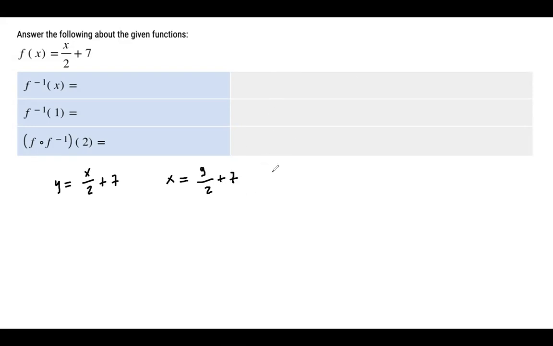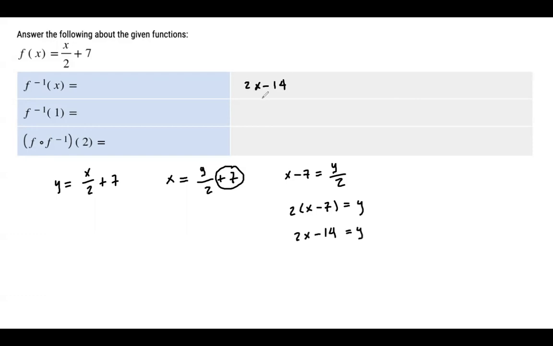And you're going to solve for y. So the first thing that you need to do is subtract 7 on both sides. So that will produce x minus 7 equals y over 2. And now we have to multiply everything by 2. So 2 times x minus 7 is equal to y. And now that you have solved for y, you can leave it like that, or it can end up as 2x minus 14. This one looks better. So the inverse function is going to be 2x minus 14.